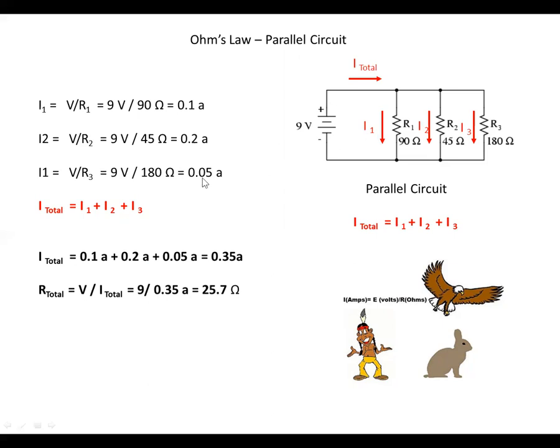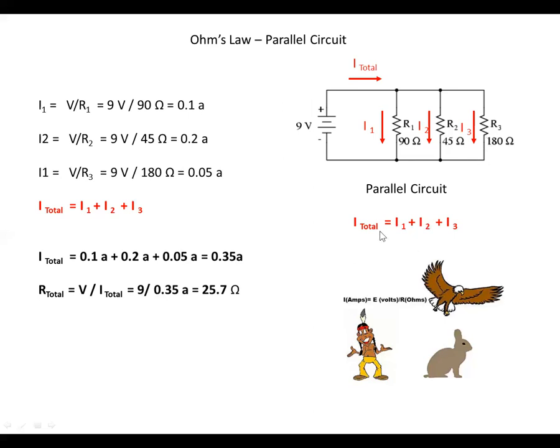And then I've got a typo there. That should be I3. I3, same thing, same look at it. You take the 9 volts divided by the 180 ohms, and that means you have 0.05 amps flowing through here. So you've got 0.1 amp flowing through this resistor, 0.2 amps, I'm sorry, flowing through this resistor, and 0.05 amps flowing through here.